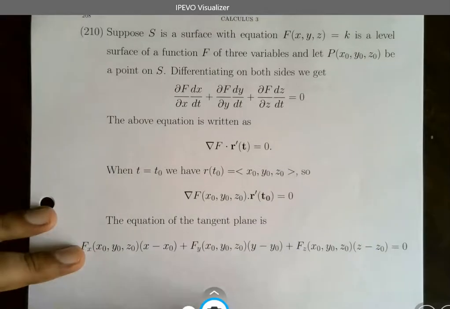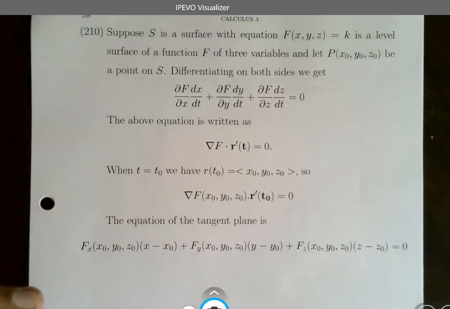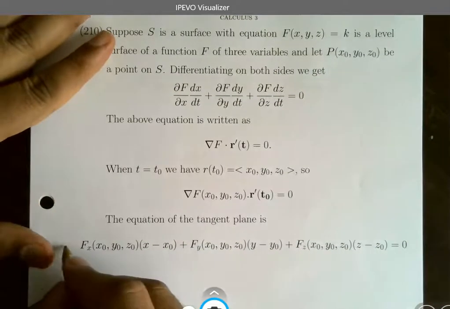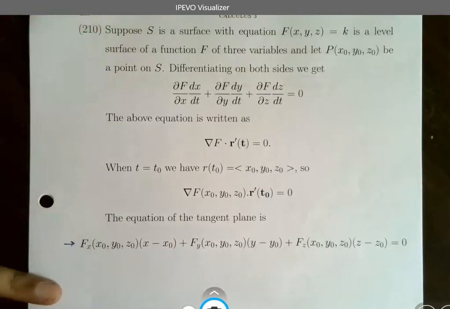Okay. So now this is what it is. Suppose S is a surface with an equation of three variables, and let P be a point (x naught, y naught, z naught). Then basically what they're saying is the equation of the tangent line is given by that.